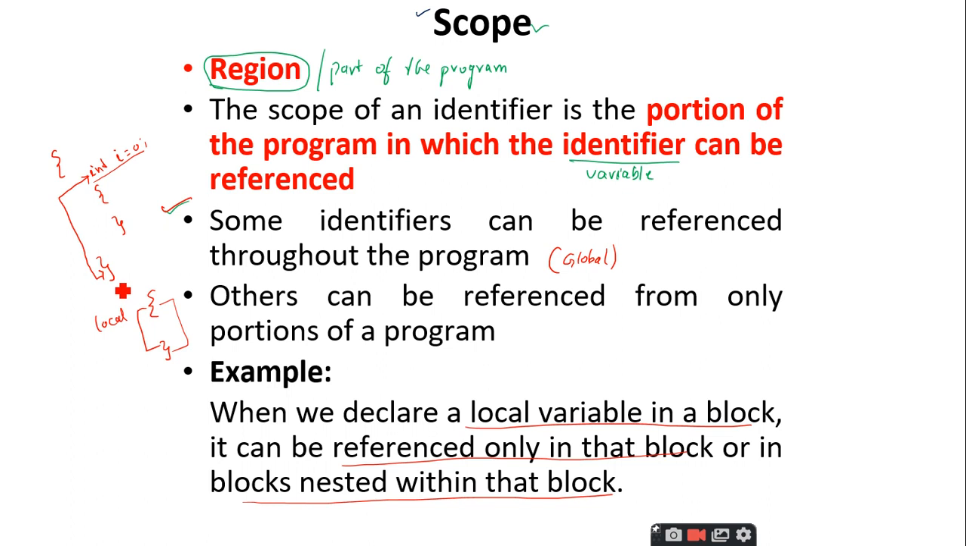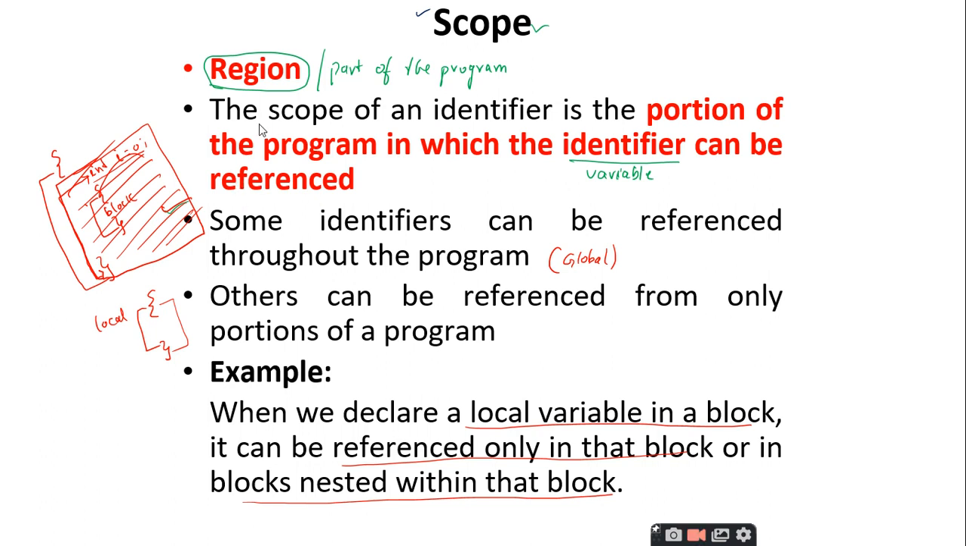bracket, right, curly brace. Similarly, this can also be accessed within this block. Why? Because this inner block is nested inside the outer block. So all the variables that are declared in the outer block can also be accessed in the inner block. So you can see here, from this part to this part, you have the scope of this variable i. So in all this region, you can refer to the variable i.